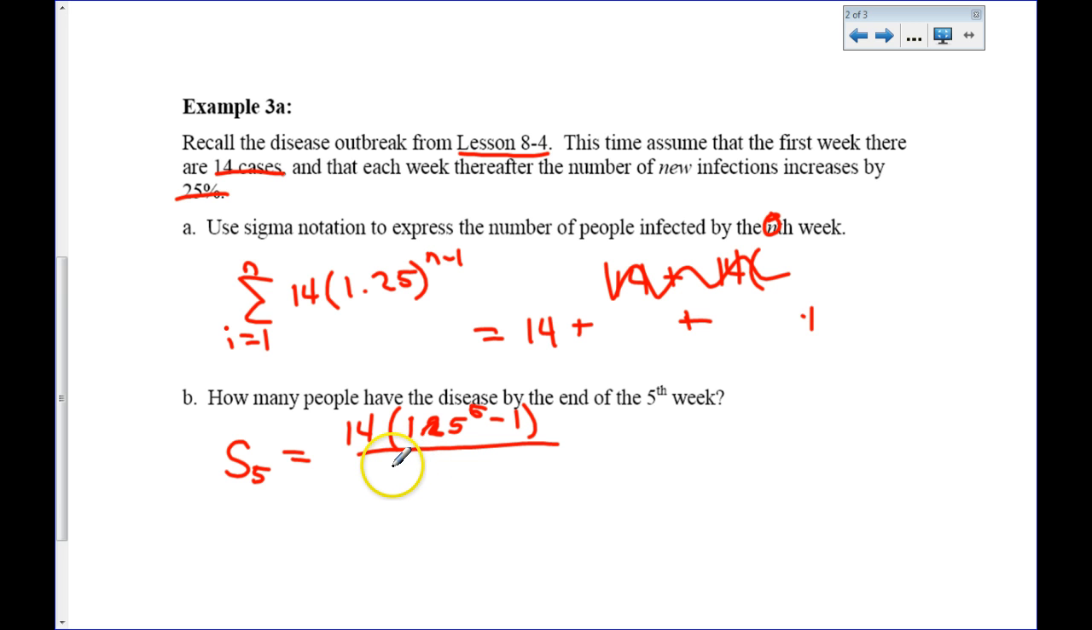And then this is going to be 1.25 minus 1. If you calculate all this out, you're going to end up with 114.90. And notice, can you have a 0.9 of a person? No, you can't. So we're going to round it up to be 115.